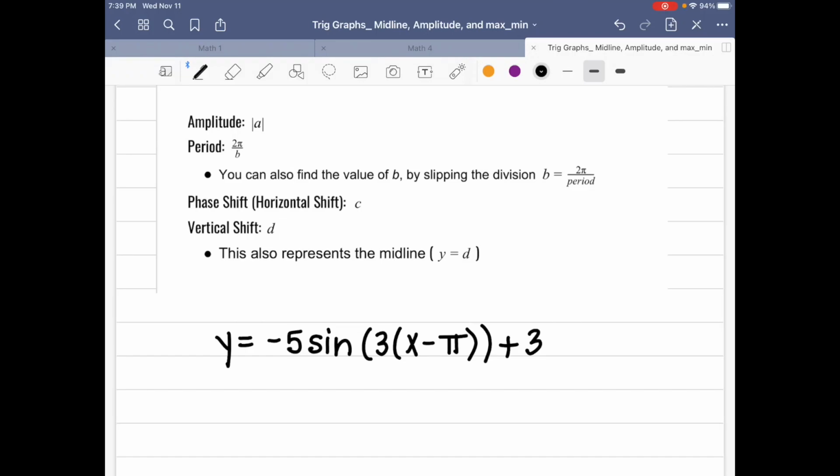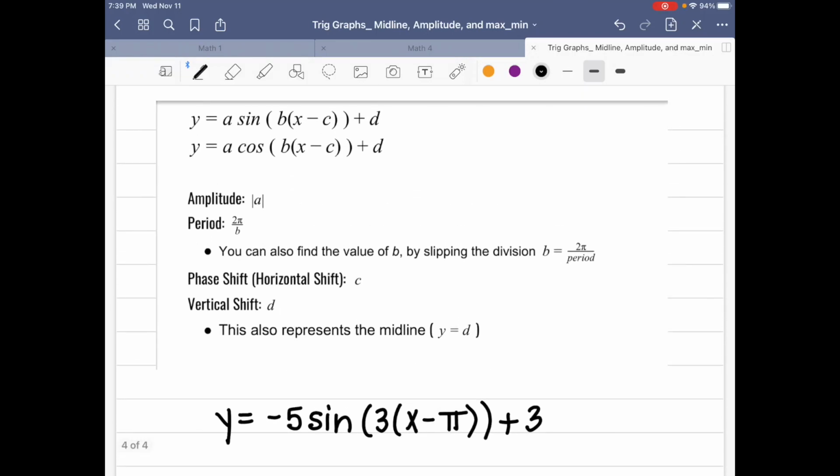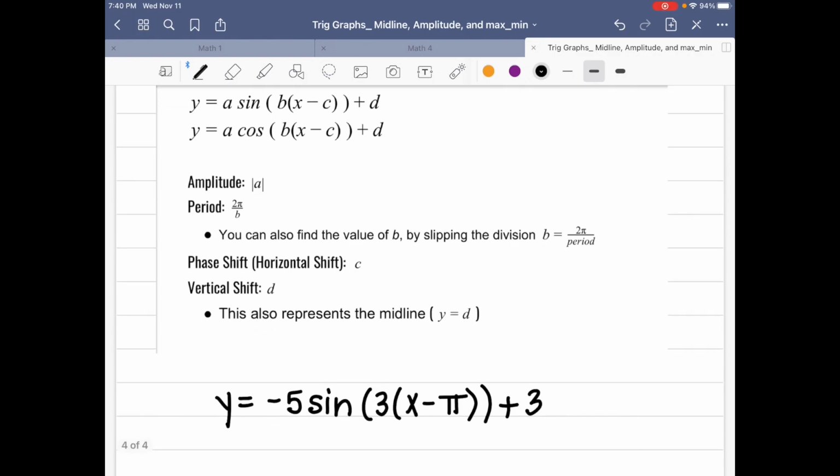All right, so for this video, we're going to be reviewing everything we've talked about with trig graphs. We've talked about midline, amplitude, the period, maximum, minimum, the phase shift, which is the horizontal left and right, and the vertical shift, which is the up and down, and it also correlates to the midline. So we're just going to review all of this.